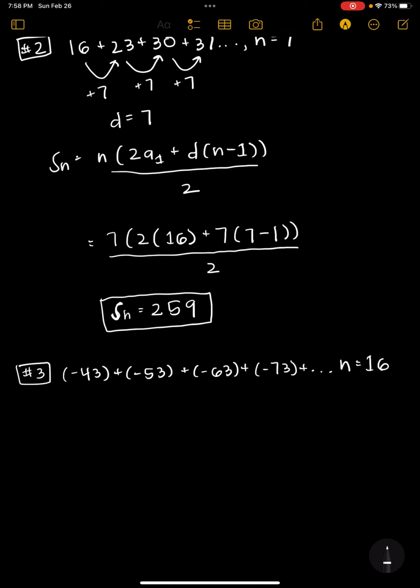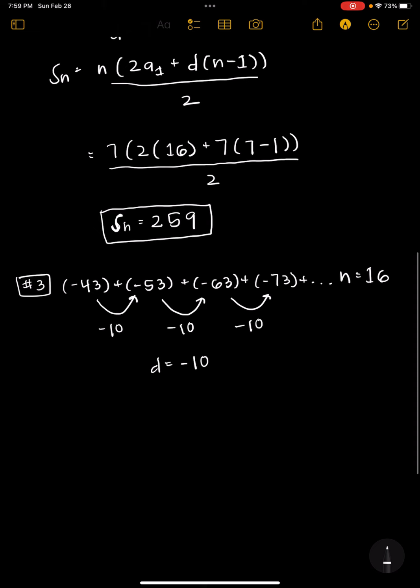So once again, we could continue to write this out until you have 16 numbers, but we're going to use the formula. And this is really similar to that second example where you have the first term and you know the number of terms. So you have a1 and n, you just don't have the d. So first we're going to find d. When I go from -43 to -53, I'm subtracting 10. So each time we're subtracting 10, which means that my d is -10.